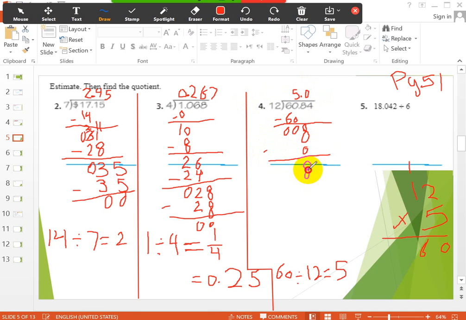Now I will regroup the number. I will take the 4 and put it next to the 8. So it will be 48. Oh, sorry, 84. Now, 84 divided by 12. How many 12s in 84?